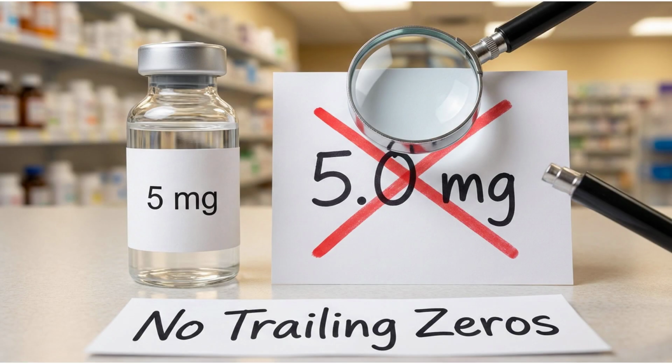Conversely, a trailing zero should never be used for whole numbers. You should document 5 milligrams as a single digit, never as 5.0. If the decimal point is missed or faint on a printed or handwritten chart, 5.0 can easily be mistaken for 50 milligrams, resulting in a massive overdose.